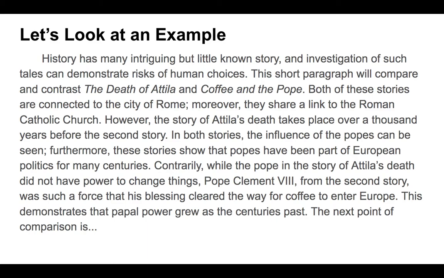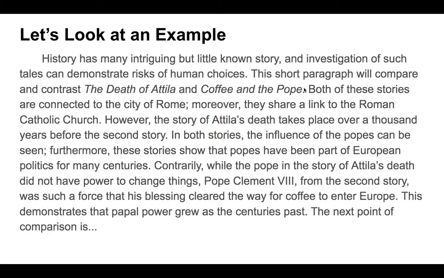This short paragraph will compare and contrast the death of Attila and coffee and the Pope. So that second sentence is actually a more direct statement of purpose. I needed that first sentence to frame the overarching idea here, and that's because this is an independent paragraph. If it was within the body of an essay, I might not need that first sentence because that might have already been established in the introductory paragraph.